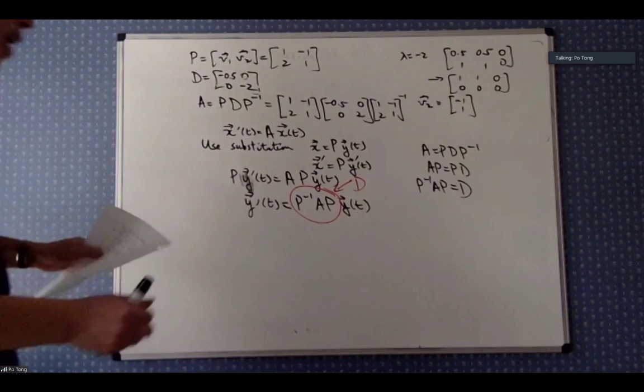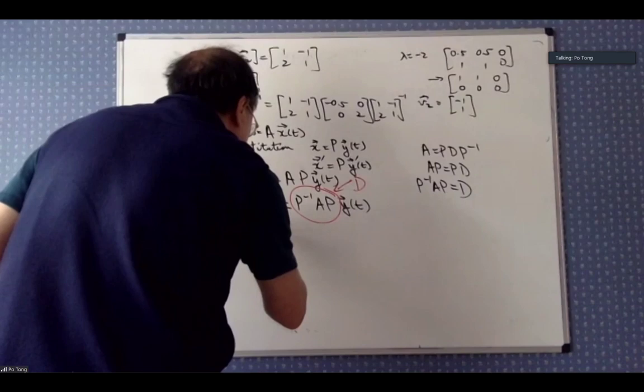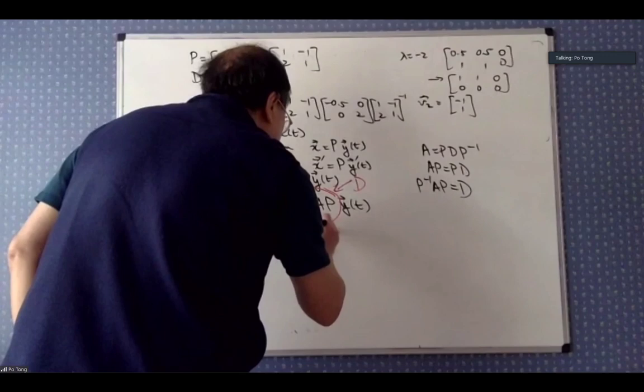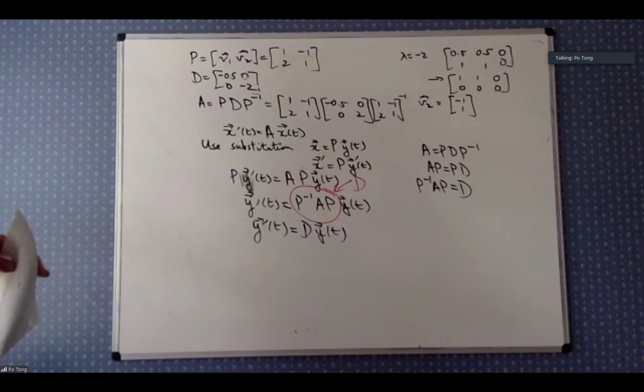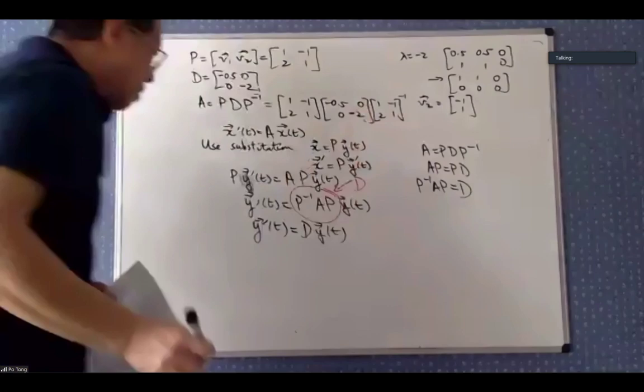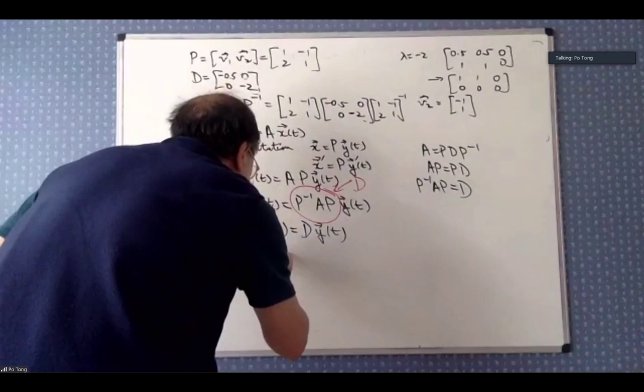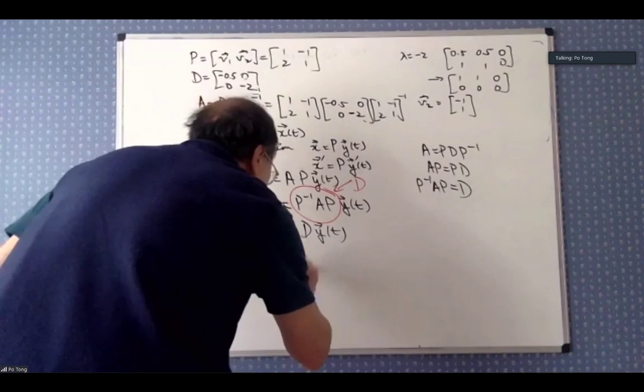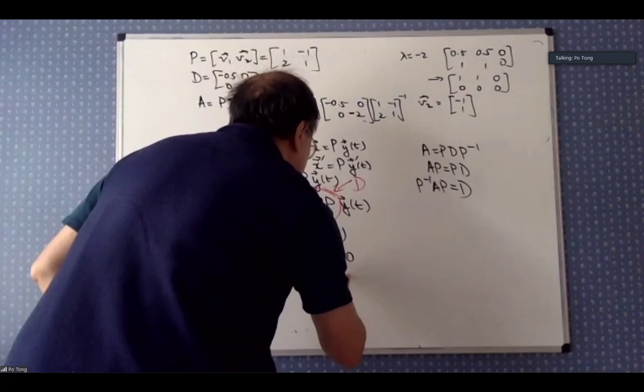And what you end up with is that Y prime t is equal to D times Y t. Now remember, D is now a diagonal matrix. The good thing about the diagonal matrix is that things are actually now decoupled. Oh, this one was a minus, sorry. It's now decoupled. So this is the same as saying that Y1 prime t, Y2 prime t is equal to minus 0.5, 0, 0, minus 2, times Y1, Y2.